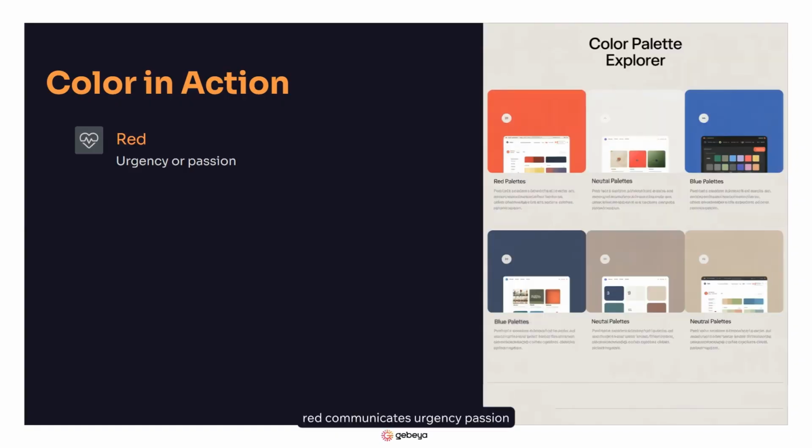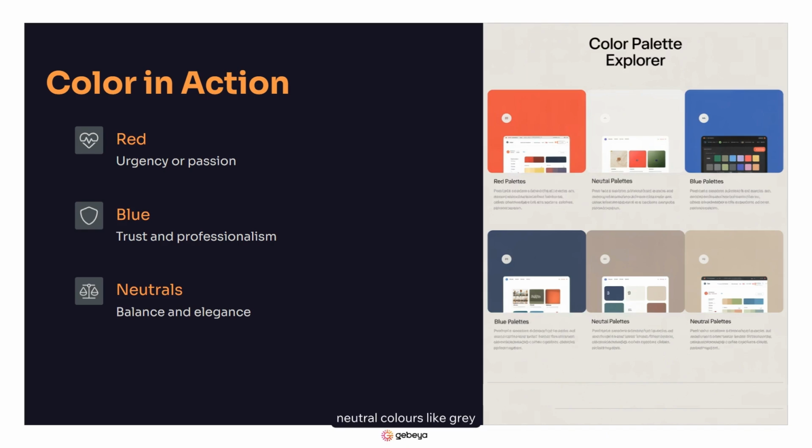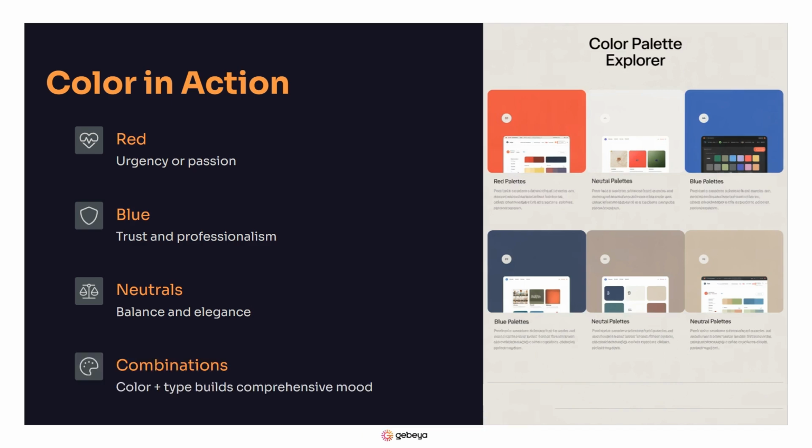Here are some examples. Red communicates urgency, passion, or warning. Blue is often used by banks or tech brands to suggest trust and professionalism. Neutral colors like gray, beige, or cream add elegance and balance. And when used with typography, you get a complete note.